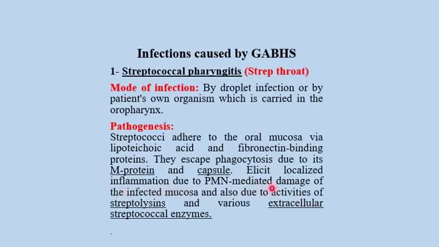The pathogenesis can be a summary of everything we have said. Streptococci adhere, so they have the ability to adhere to the oral mucosa via lipoteichoic acid and fibronectin-binding proteins. They escape phagocytosis due to the M protein and the capsule. All of this we have said before. It elicits localized inflammation due to polymorph-mediated damage of the infected mucosa, as we said in the introduction to streptococci, and also due to the activities of streptolysin, the hemolysin, and various extracellular streptococcal enzymes.